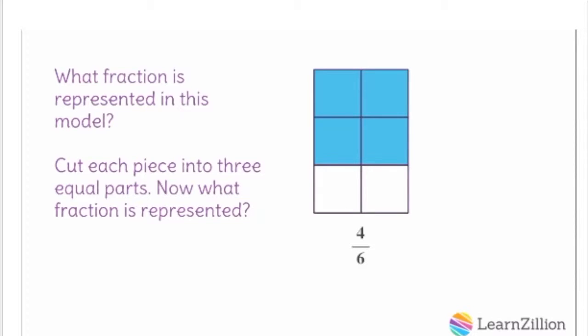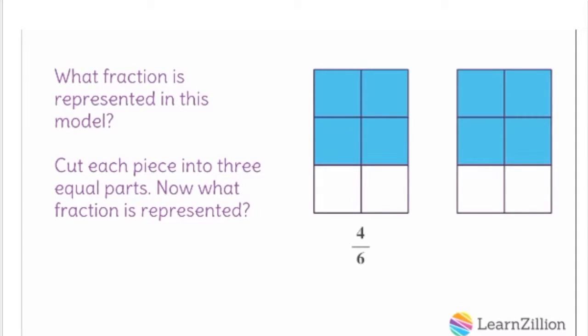The problem asks us to cut each sixth into 3 equal parts. Now what fraction is represented? We need to cut each of these sixths into 3 equal pieces. There are no longer sixths because the size and the total number of pieces to make the whole has changed. It takes 3, 6, 9, 12, 15, 18. 18 equal pieces to make the whole. So each piece is now 1/18.